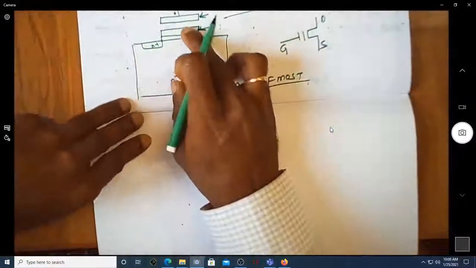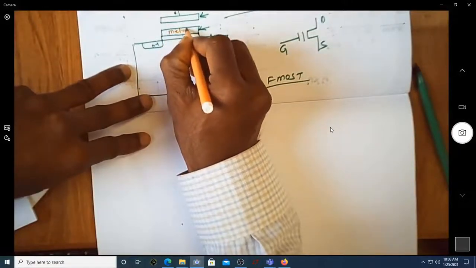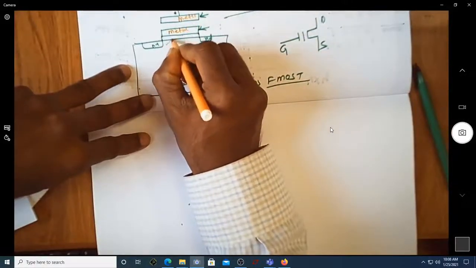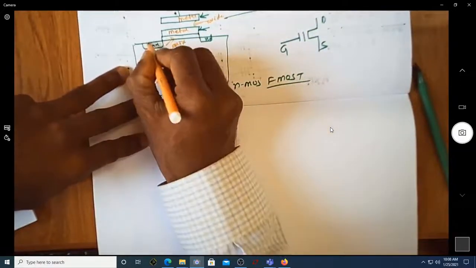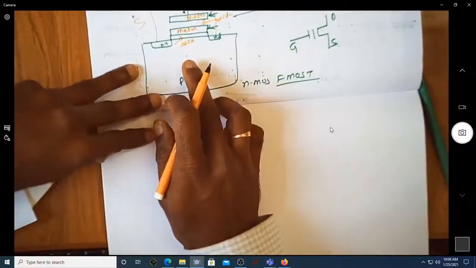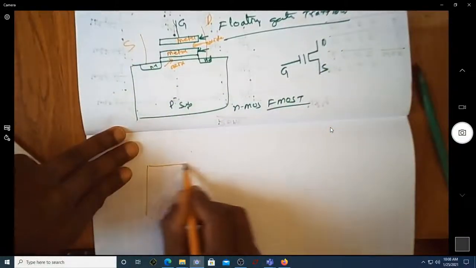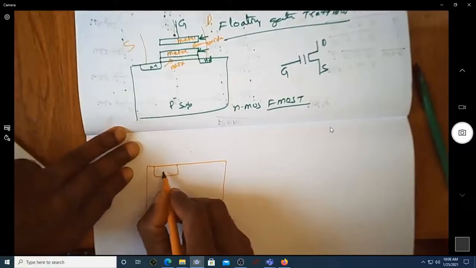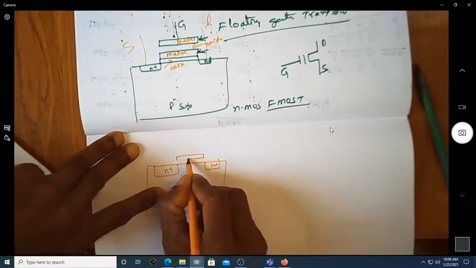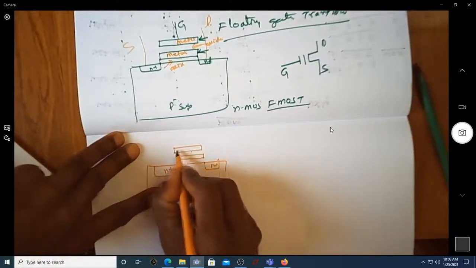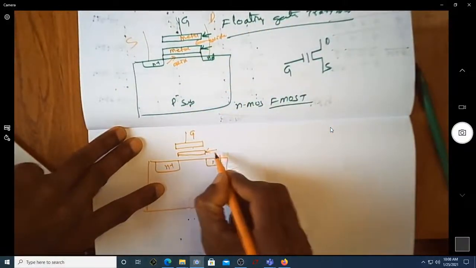So let me slightly rewrite this. Of course you know that this is metal, this is also metal, and this is the oxide, and between these two metals you still have an oxide, and of course this is source and drain. So let me rewrite this floating gate MOSFET like this. This is n plus, and this is n plus. You can see one gate which is floating, and the other gate is above this. This is the actual gate structure which is connected to the external world. This I'll call the floating gate.